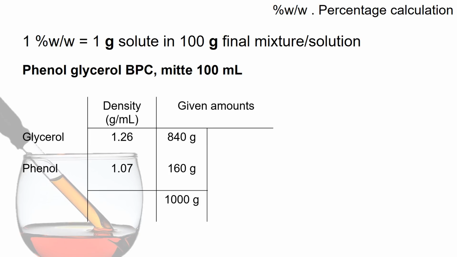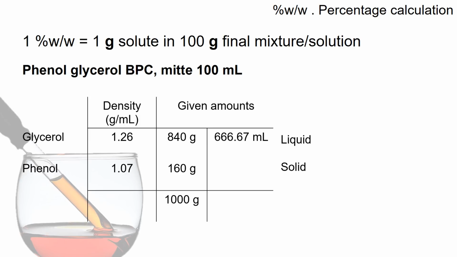However, you are required to prepare 100 ml. So by looking at this, you have to convert the current ingredients into volume. But first, we must identify the phase of the material. Glycerol is a liquid and phenol is a solid. So we can convert the amount of glycerol in gram into volume by just dividing with a factor, and this factor is referring to density. I'm sure that you have no problem dividing 840 by 1.26 and you shall get 667 ml.